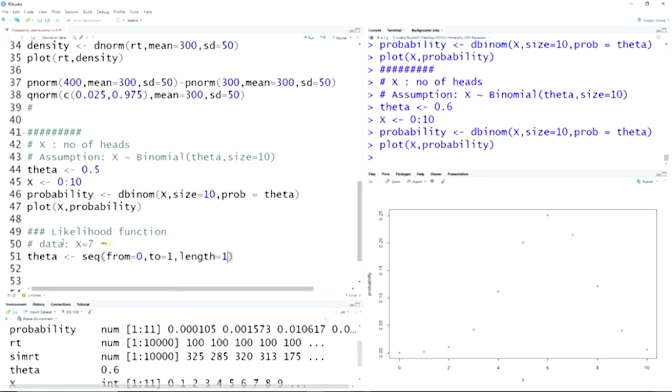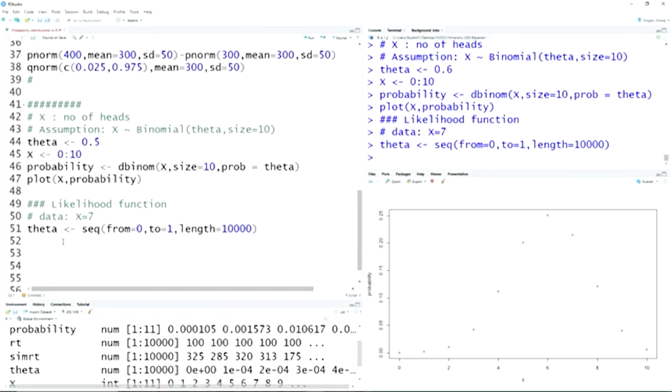Let's say I choose 10,000 values of theta between 0 and 1. Okay, now for each value of theta I will calculate the likelihood, given that the data is x equals 7. How do I do that? I can again use the dbinom function. Remember, the function remains the same. I'm using the same function f of x, theta, right? It's just that in the PMF case theta was fixed, and in this case x is fixed, right? So I'm using the same function.